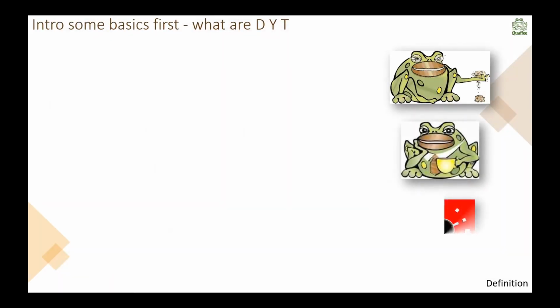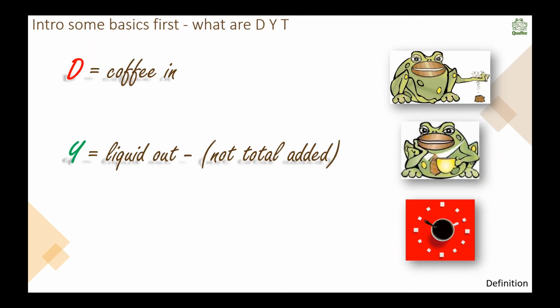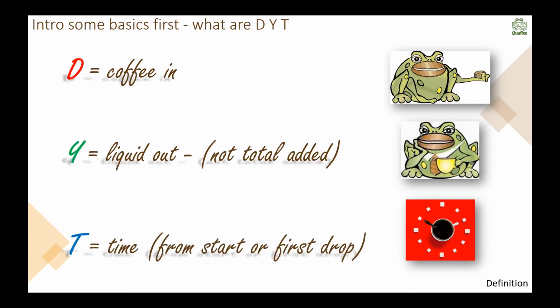First, let's talk about the basics of what you should know coming into the course, and that is dose, yield, and time. Dose is the amount of coffee actually added in, hopefully using a scale so you can measure this. The next is liquid out, or yield. That is the amount of liquid that ends up in the cup, not the total added, because coffee absorbs around about twice its weight. And the next thing is time, which basically is either measured from the beginning of the brew or from the first drop, depending on your approach.